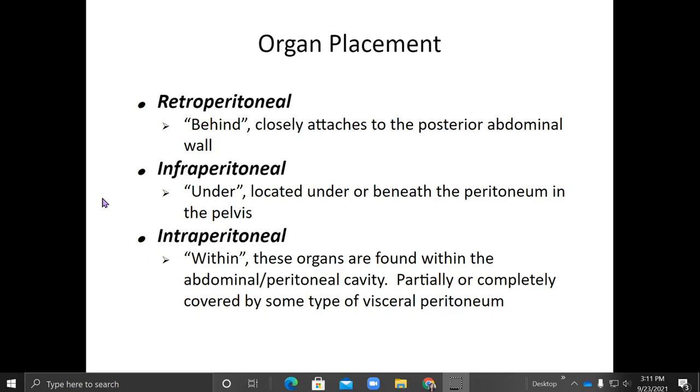Now, all of those are listed in your book, and we will identify them together in class as well. But I would recommend that you get comfortable with organ placement because you will see exam questions on organ placement in the abdominal cavity. Infraperitoneal organs, again, are located beneath or under the peritoneum, and examples of those include the lower rectum, the urinary bladder, and the reproductive organs. Again, these can be found in your book.